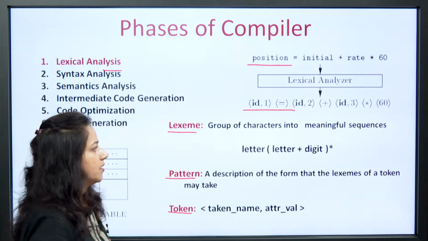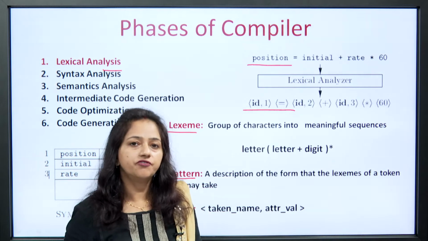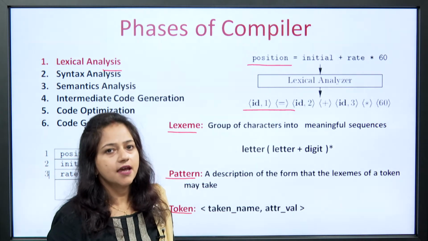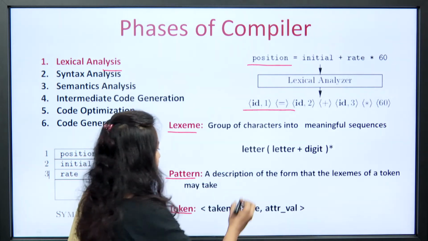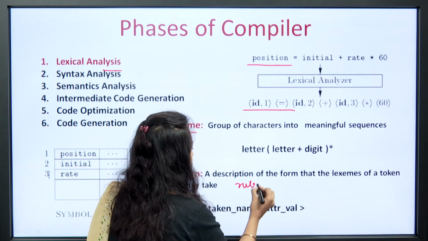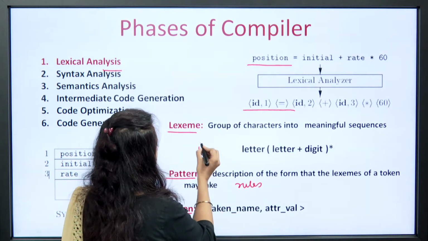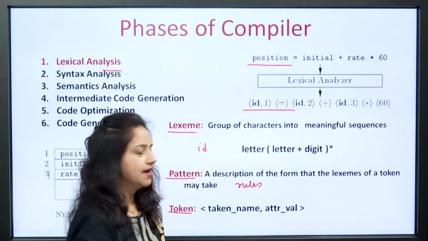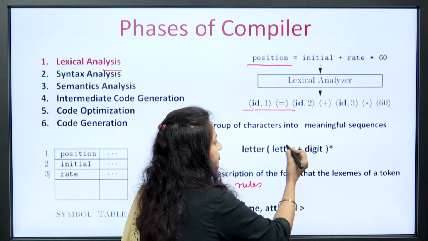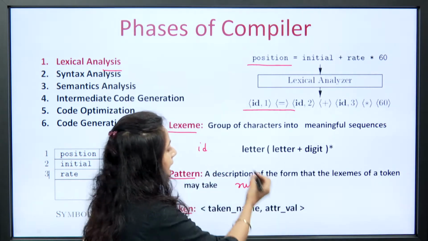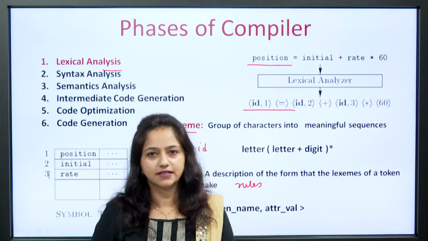A lexeme is a meaningful sequence of characters, and this meaningful sequence of characters is obtained based on the pattern. Pattern is the rule that the lexeme follows. For example, the pattern for an identifier is a letter followed by any combination of letters or digits, meaning a letter followed by zero or more instances of letter or digit.